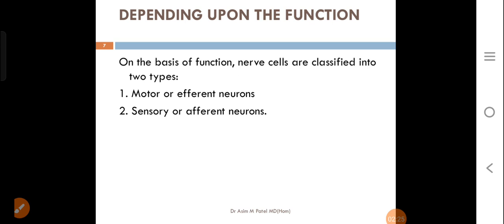The next classification of neuron is based on their function. Depending upon function, there are two types of neurons. First one is a motor neuron or efferent neuron, and second one is sensory or afferent neuron. Motor neurons are the neurons which carry motor stimuli. They carry the sensation or the motor action from center to the periphery. And sensory or afferent neurons are the neurons which carry the sensation from periphery to the center. These are called sensory neurons.